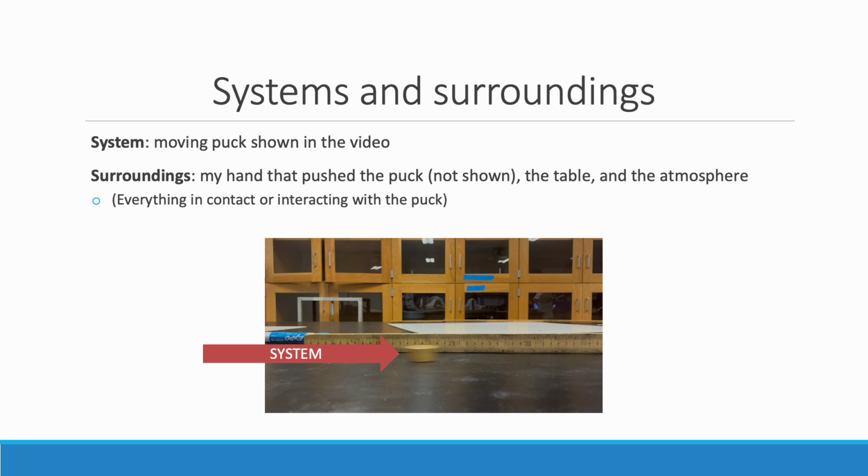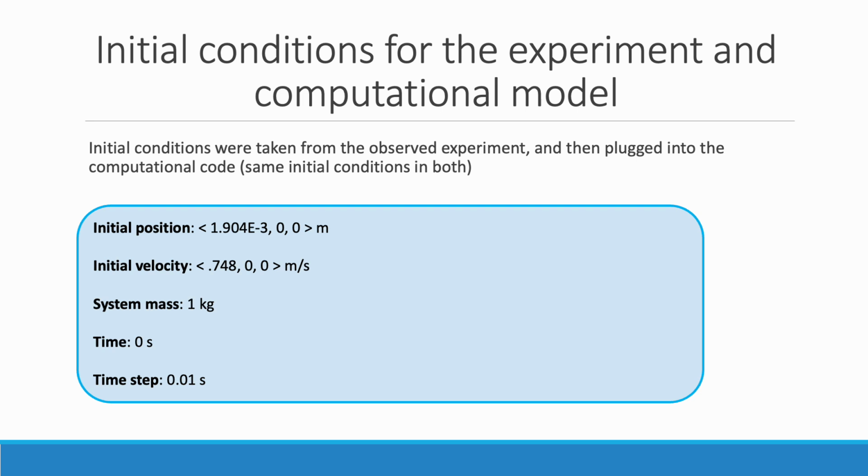So the two main parts of this experiment were the systems and surroundings. The system was the moving puck shown in the video, or in the picture here, and the surroundings was basically just everything else that was interacting with it. For example, my hand that pushed the puck forward, the table, and also just the atmosphere. So then this setup created the initial conditions for the experiment and later on the computational code.